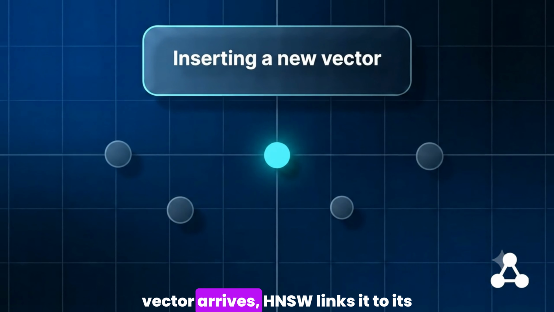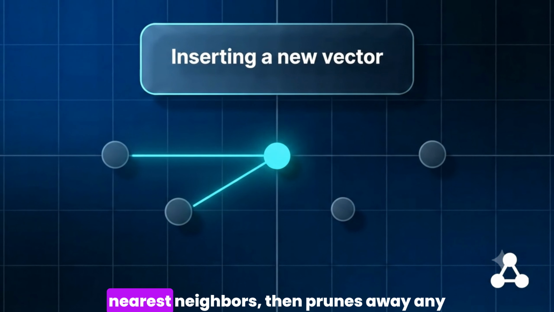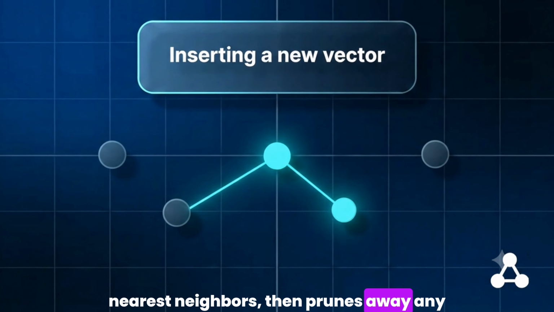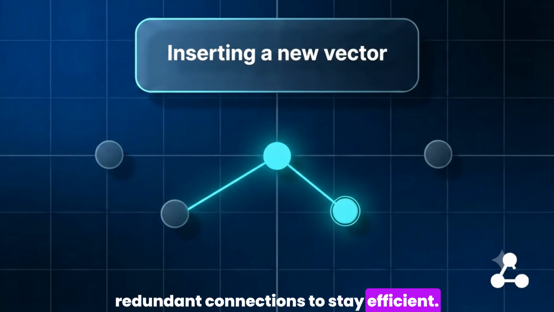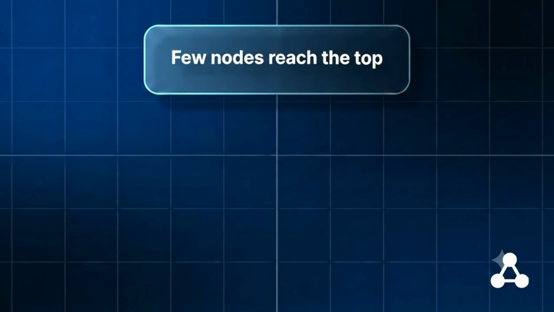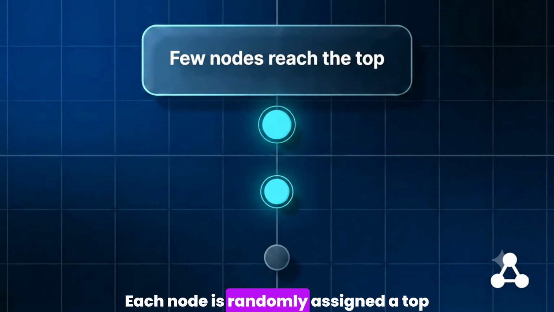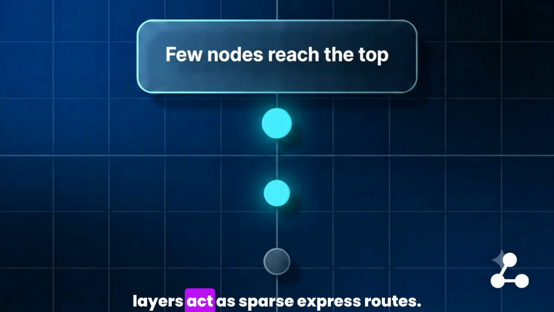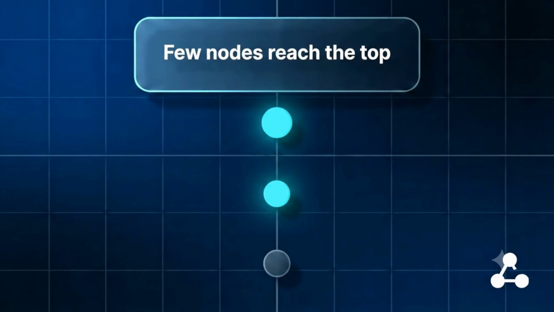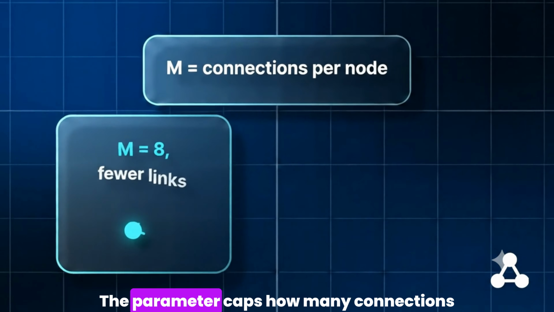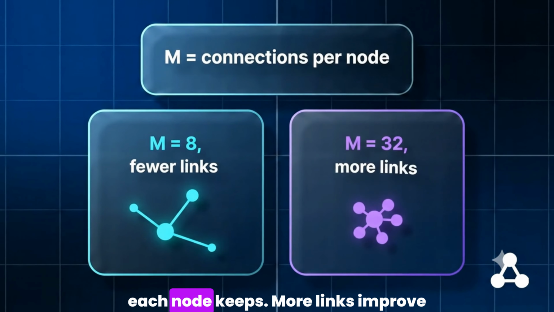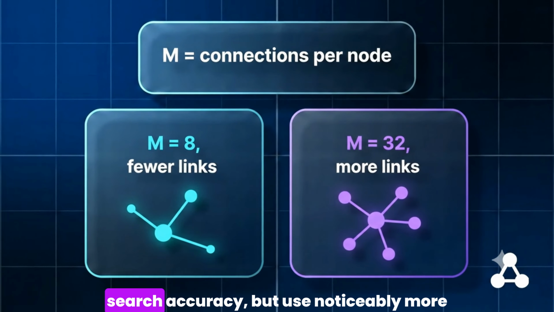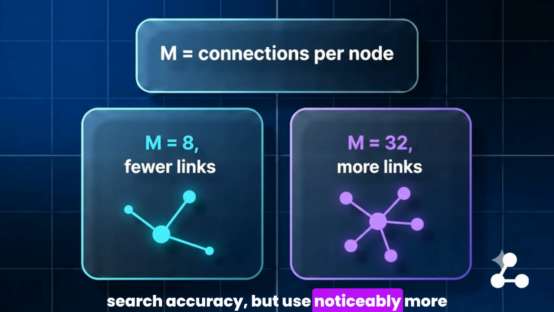When a new vector arrives, HNSW links it to its nearest neighbors, then prunes away any redundant connections to stay efficient. Each node is randomly assigned a top layer. Very few climb high, so higher layers act as sparse express routes. The M parameter caps how many connections each node keeps. More links improve search accuracy, but use noticeably more memory.